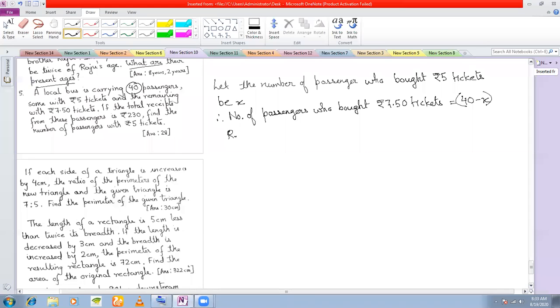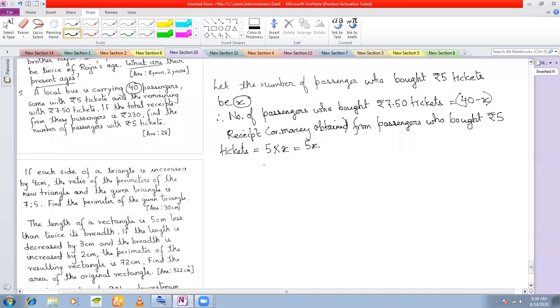Now, what is the receipt? That is the collection or money obtained from passengers who bought 5 rupee tickets. Each passenger is buying a 5 rupee ticket, and there are X passengers who bought them. So what is the total money obtained? 5 rupees into the number of passengers. So 5x is the money obtained from these passengers who are buying 5 rupee tickets.